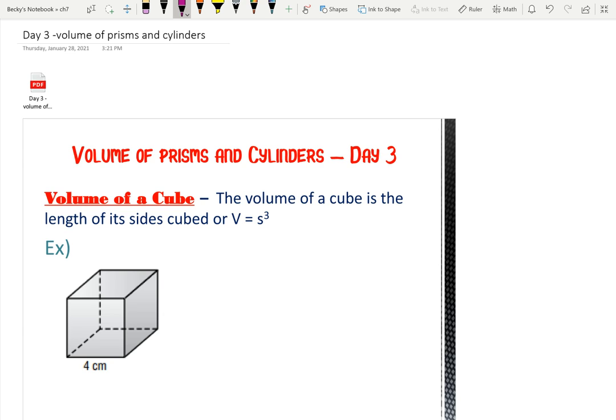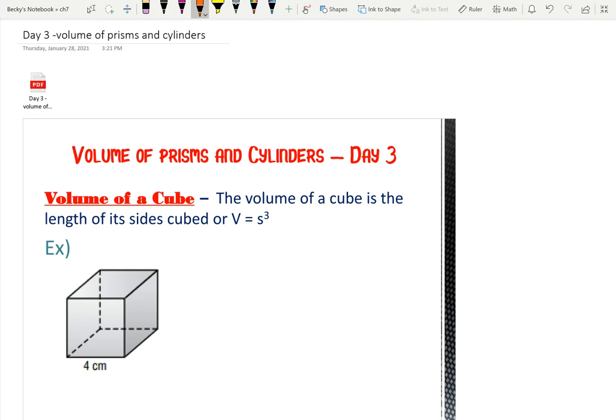Hi, today we're going to go over volume of prisms and cylinders. So this is day 3 of chapter 9. And so I would recommend you get your formula sheet out and you keep adding these to your formula sheet.